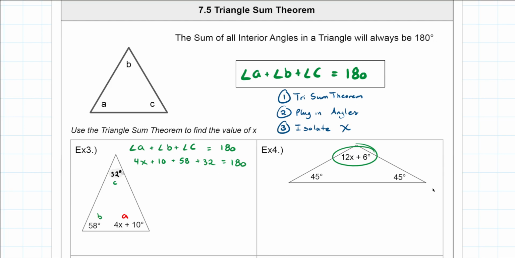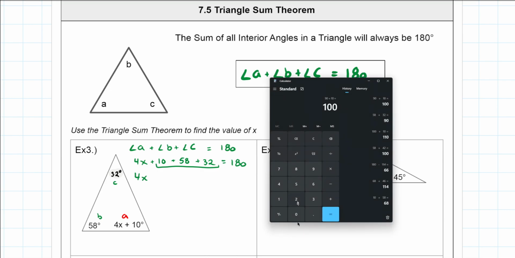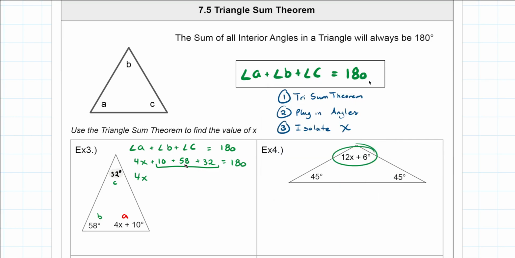And what I have here is a little beast of an equation. So let's simplify it. It's always easier to work with fewer numbers, so let's see if there's anything we can combine. Nothing combines with this 4x. There are no other variables, so we'll just keep that 4x. But I can combine these three constants together, so let's get the calculator. 10 plus 58 plus 32 is 100. So these become 100. 4x plus 100 equals 180.